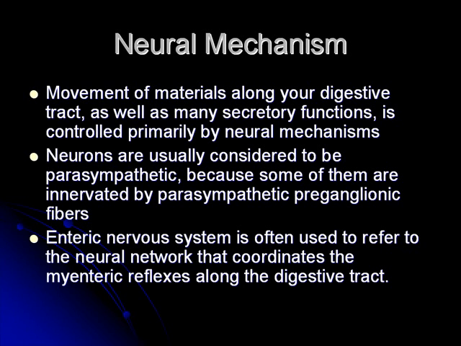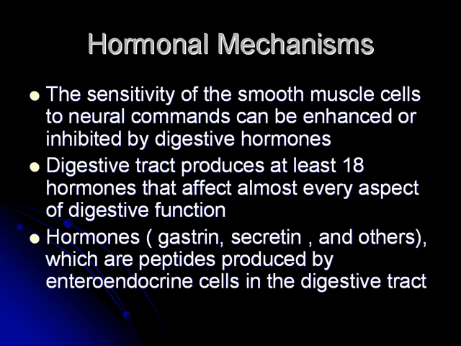Neurons are usually considered to be parasympathetic because some of them are innervated by parasympathetic preganglionic fibers. Now, I know we haven't discussed the nervous system in detail yet, and we'll do so toward the end of this semester. But there are two autonomic nervous systems. One, the sympathetic nervous system, which I have referred to previously as the fight or flight system. And then there is the parasympathetic nervous system, which you can see is primarily involved in digestion. The enteric nervous system is often used to refer to the neural network that coordinates the myenteric reflexes along the digestive tract.